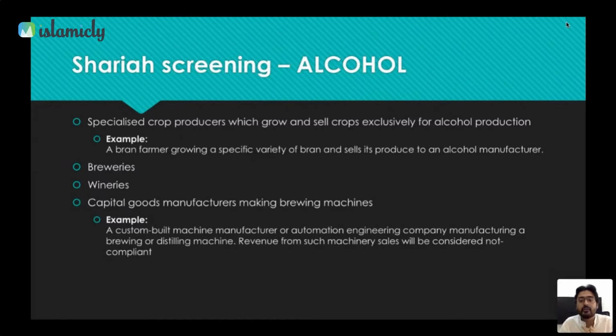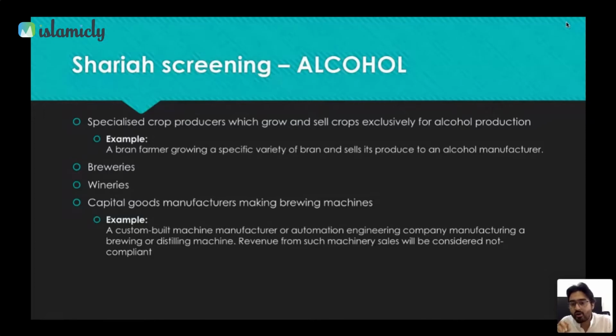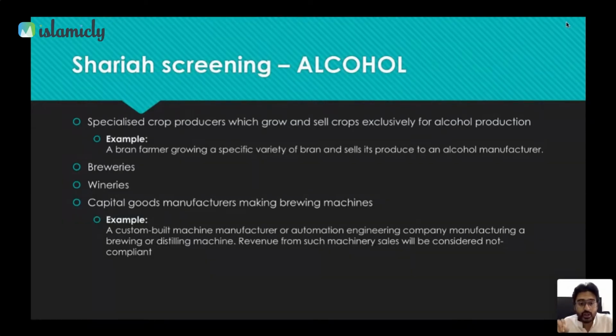Another specific example that we look into while screening for companies on Islamicly is capital goods manufacturers. A capital goods manufacturer is a company which manufactures machines. Blindly, it will not become compliant, because we have to consider whether they are building custom-built machines or automation engineering companies manufacturing a brewing or distilling machine. For a custom-built machine manufacturer or an automation engineering company manufacturing a brewing or distilling machine, the revenue from such machinery sales will be considered non-compliant.